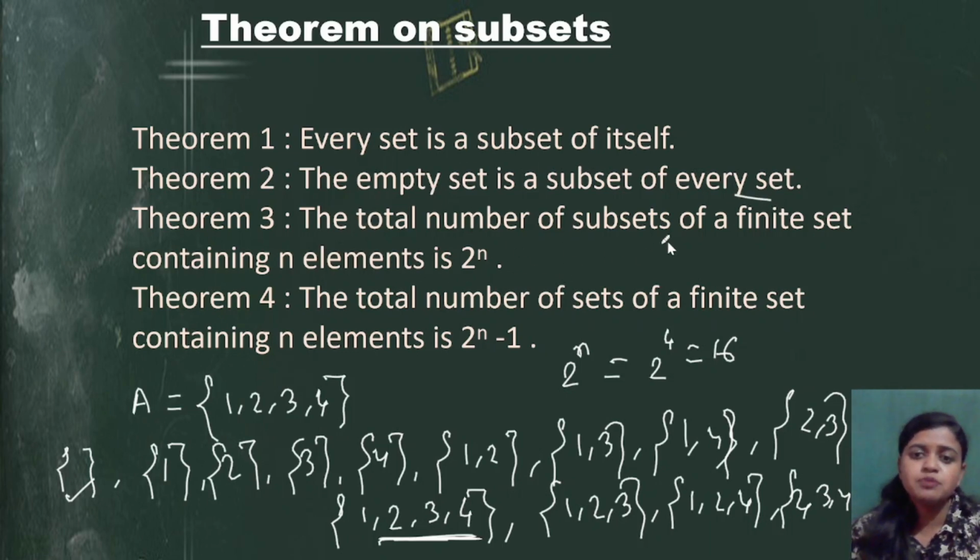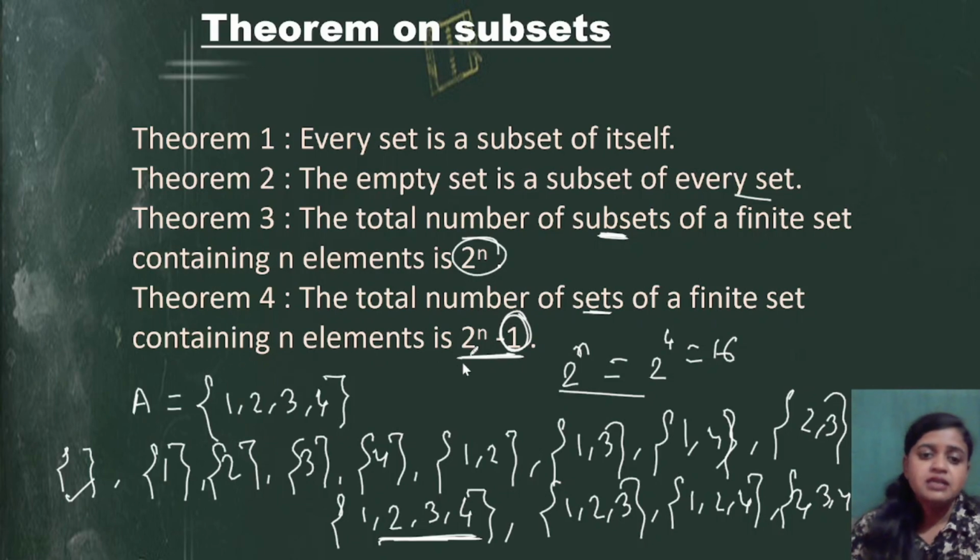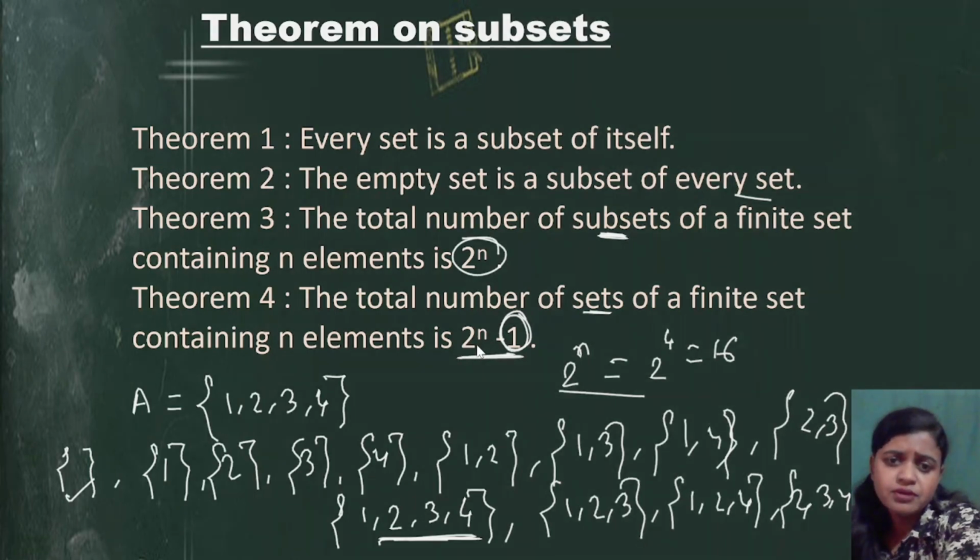Next, the total number of subsets of a finite set containing n elements is 2 to the power n. So now we'll discuss what the total number of subsets of a finite set will be: 2 to the power n. Next, the total number of proper subsets of a finite set containing n elements is 2 to the power n minus 1. The set itself will be subtracted. That's why the number is 2 to the power n minus 1. These are the theorems.